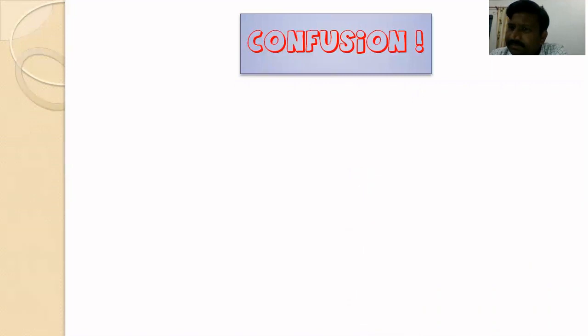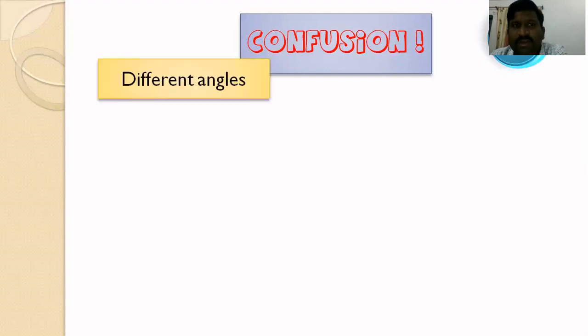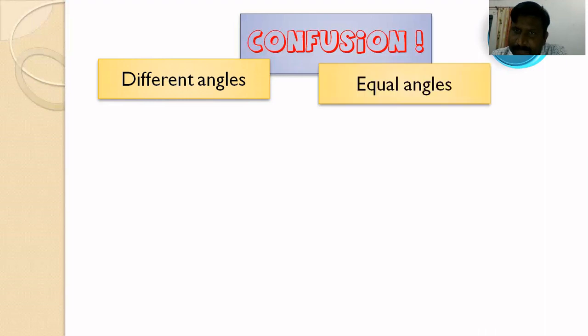Confusion. What was the confusion and why confusion? Different angle. Every time Mohini is making a shape, it comes with a different angle. So if she makes equal angles, then she will make the same shape. For making same shapes, it will be good if she makes equal angles.